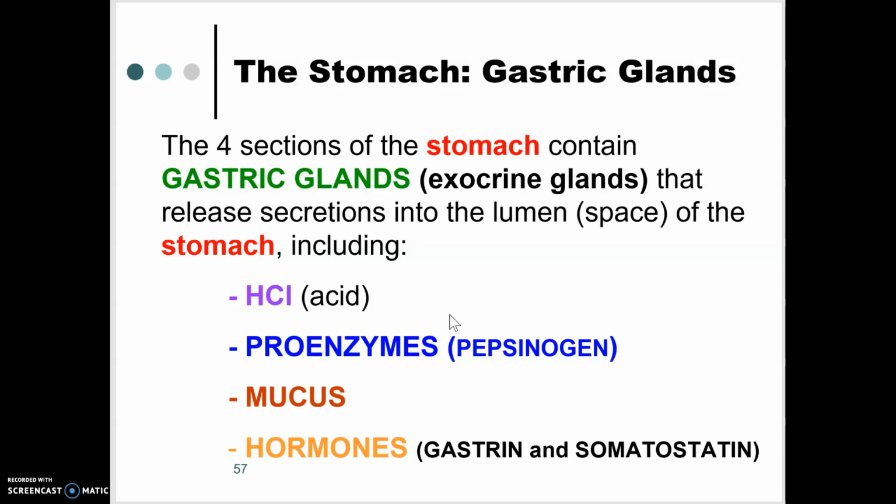So we talked about the four sections of the stomach, and in each one of those sections, we're going to have these gastric glands. These are exocrine glands that we find in the mucosa part of the stomach wall, and they're going to release secretions. They're going to add stuff to the lumen, or the inside space of the stomach.